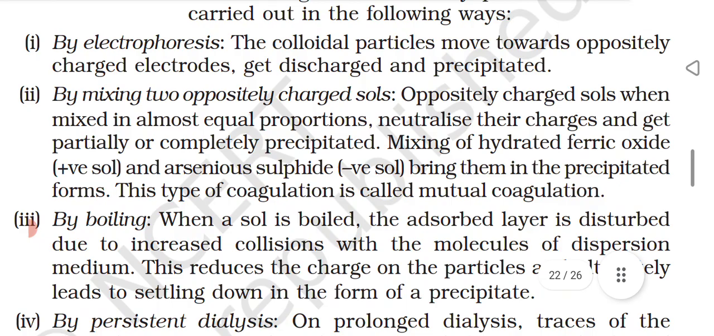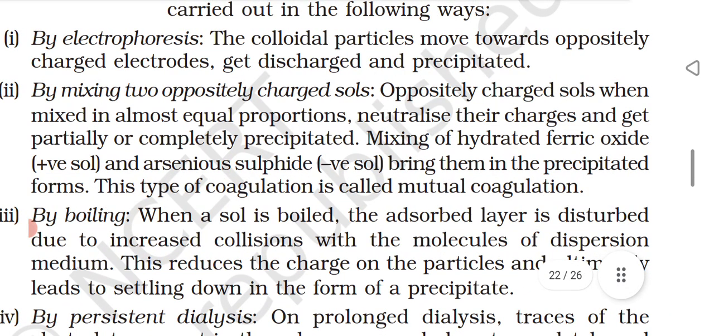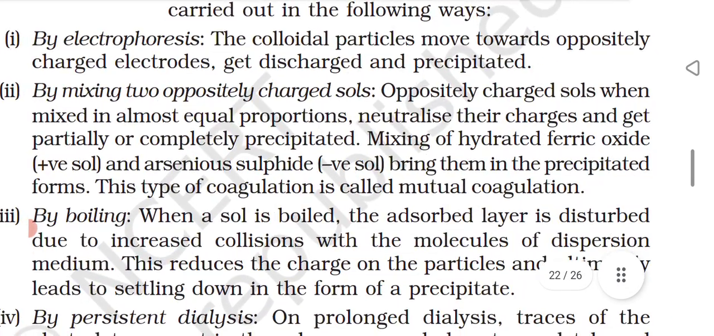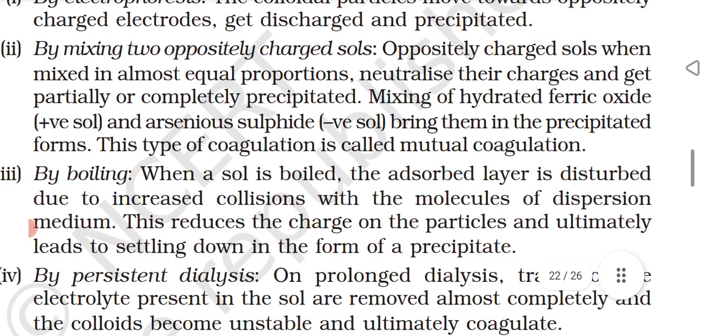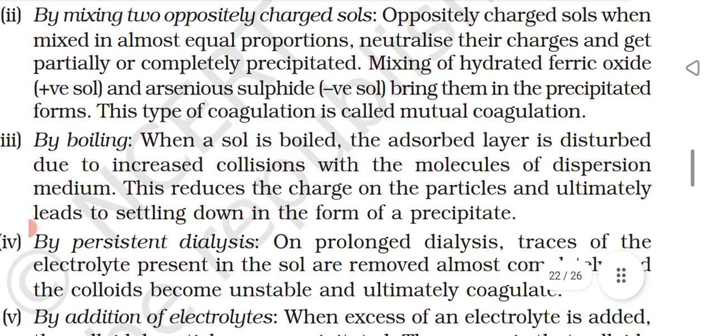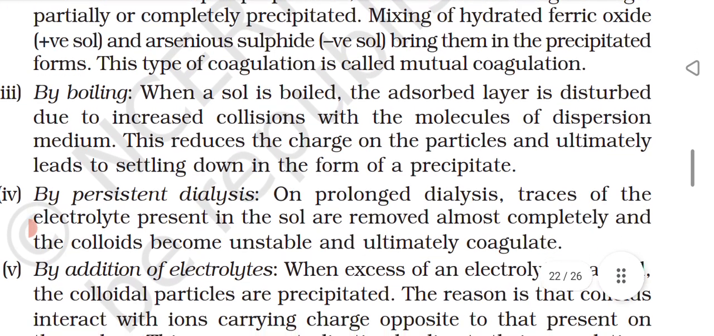One, by electrophoresis. The colloidal particles move towards oppositely charged electrodes, get discharged and precipitated. This is one chance. Otherwise, by mixing two oppositely charged sols, when they are mixed in almost equal proportions they neutralize their charges and get partially or completely precipitated. Mixing of hydrated ferric oxide, a positive sol, and arsenous sulfide, a negative sol, brings them into the precipitated form. This type of coagulation is called mutual coagulation.